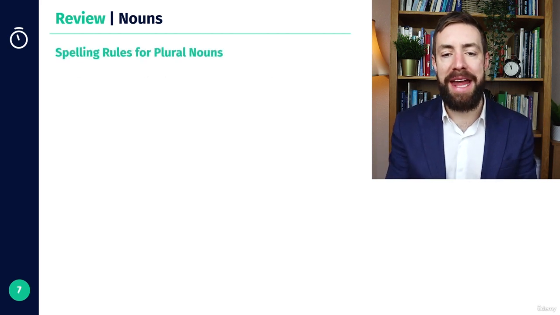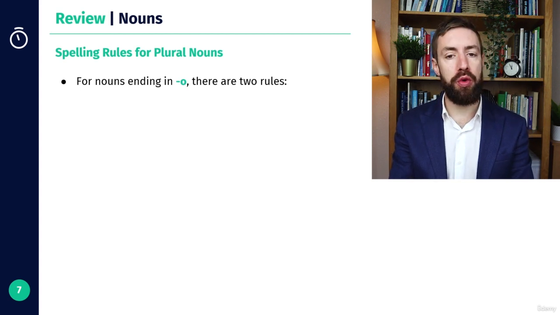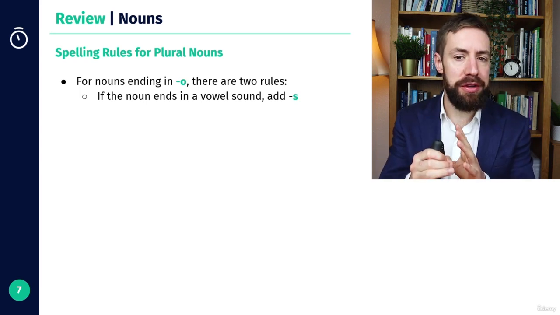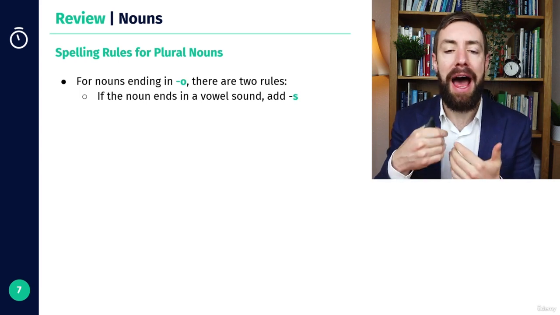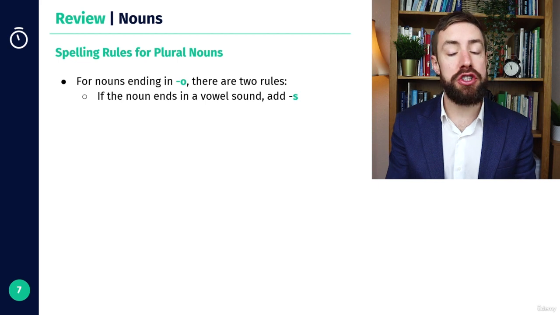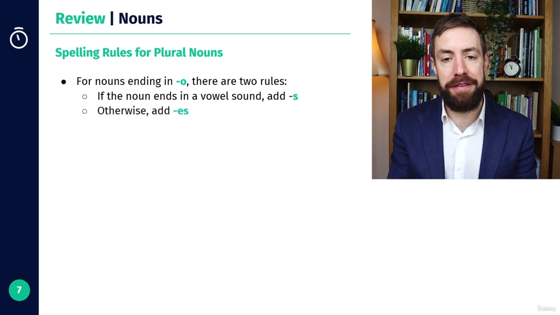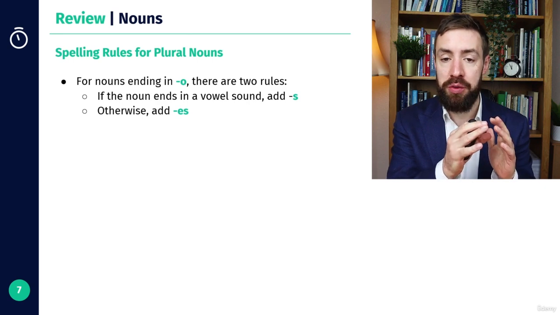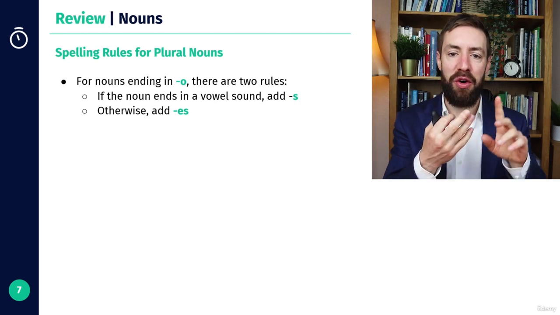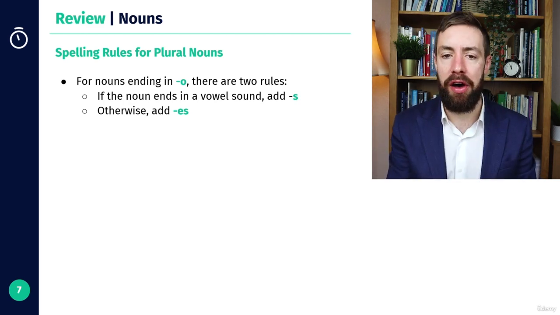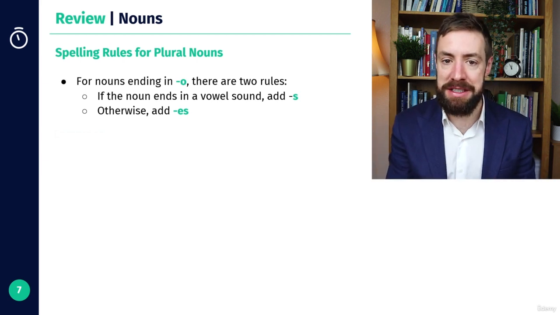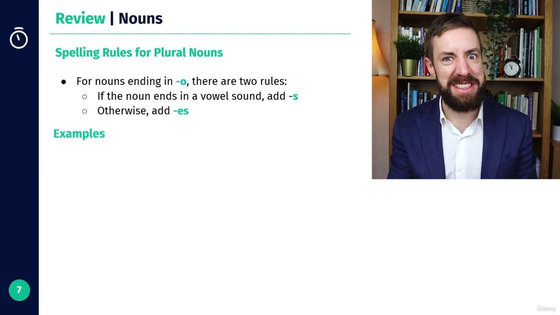And if the noun ends in O, then we have two rules. So let's take a look. If the last sound of that noun is a vowel sound like A or O or U, something like that, then we're going to add just an S. But if the last sound has a consonant as well, so that's all of the other letters like D or T or S, all of the letters that are not vowels, if there's a consonant sound included, then we add ES. So this is better if we look at some examples, otherwise it's a little confusing.